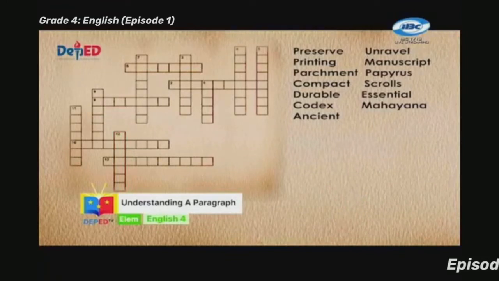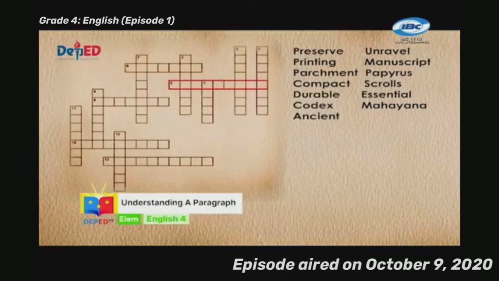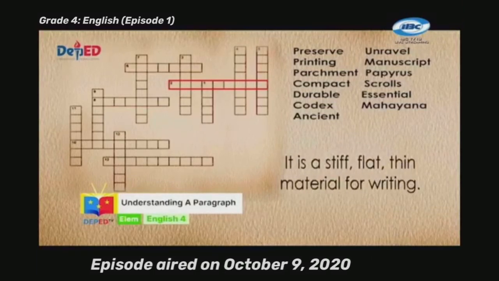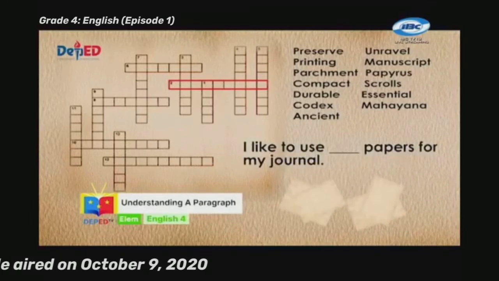We're halfway there. Let's proceed to the words under across. Number 2. 9 letters. It is a stiff, flat, thin material for writing. I like to use papers for my journal.